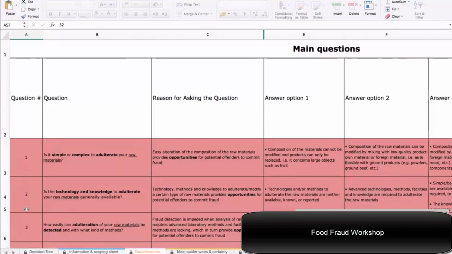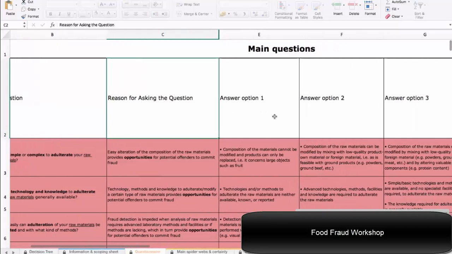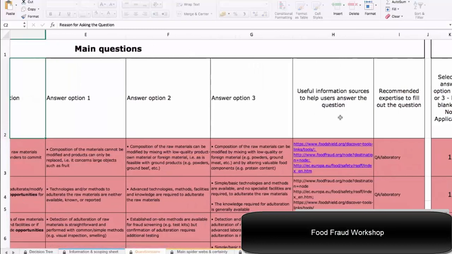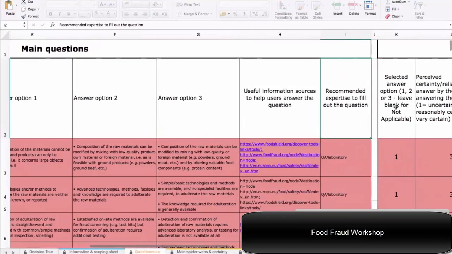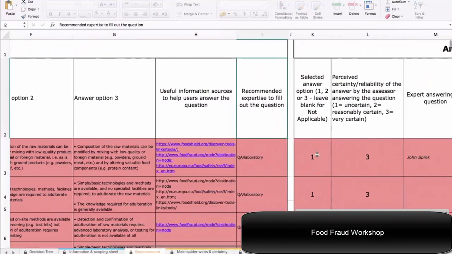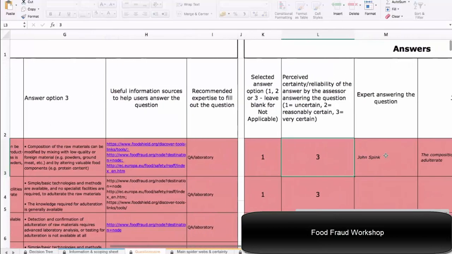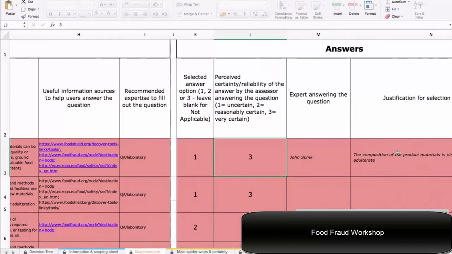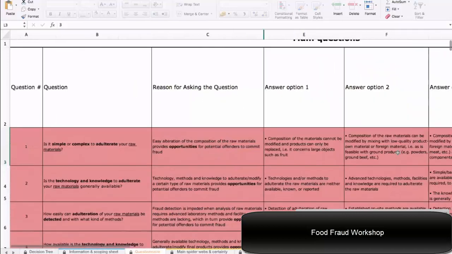Thank you. Thanks, John. So at the top here, you will see we ask the question. We give you a reason as to why the question is actually being asked. You then have 3 different options to answer the question. We provide some useful information sources to help you answer the question. We recommend who should be involved in answering it. And then from here, you input your answer, the certainty you have as to how certain you are that your answer is correct, the name of the person or the expert who is answering the question, and a justification for your selection.